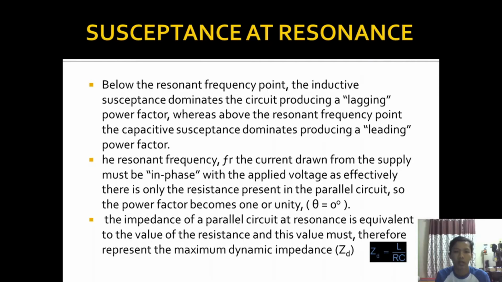At the resonance frequency Fr, the current drawn from the supply must be in phase with the applied voltage, as effectively there is only the resistance present in the parallel circuit, so the power factor becomes 1 or unity. Theta is equal to 0. The impedance of a parallel circuit at resonance is equivalent to the value of the resistance, and the value must therefore represent the maximum dynamic impedance. To calculate impedance, Z is equal to L over R times C.